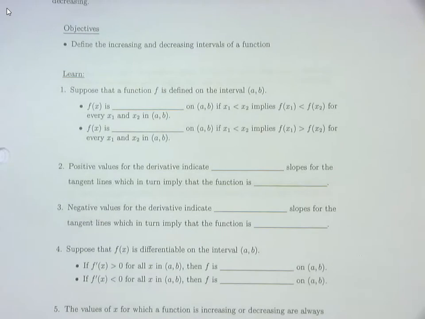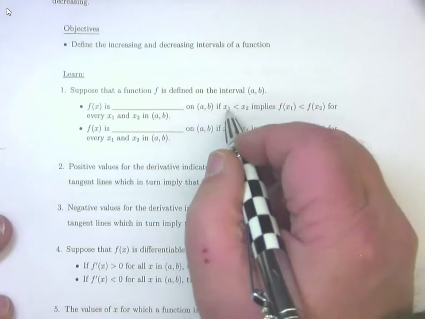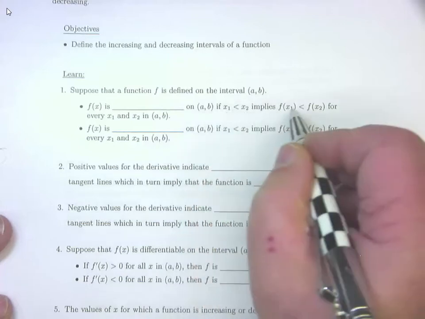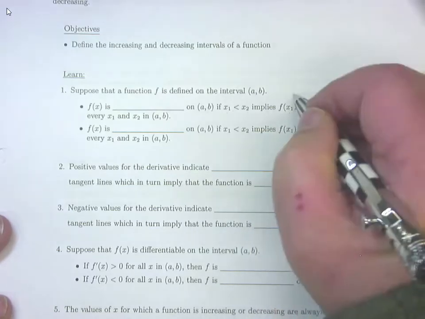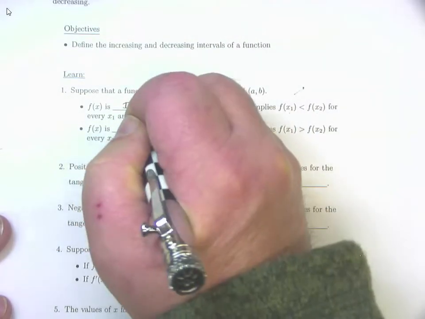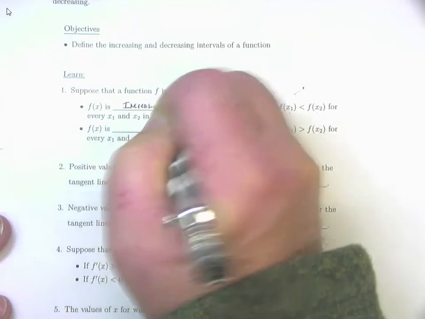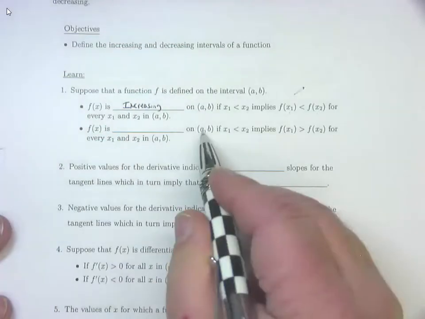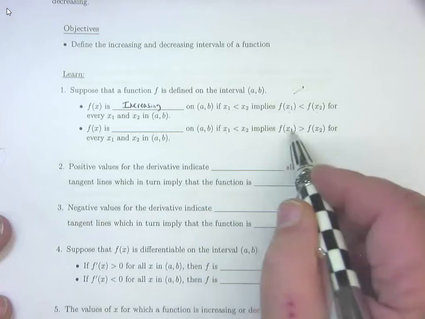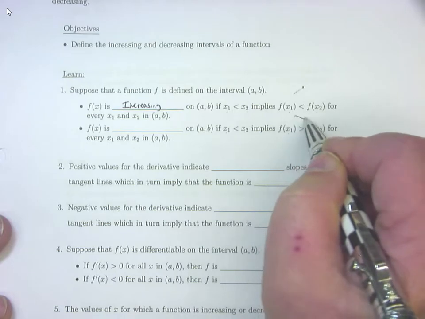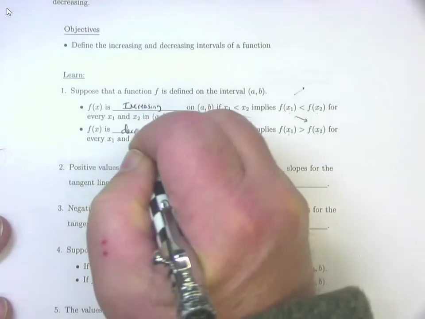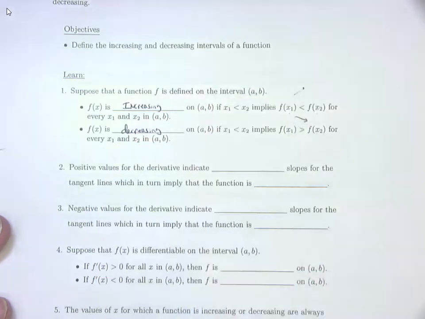Suppose that you have a function f, which is defined on an interval between a and b. f is blank on interval a, b if x1 is less than x2 implies that f of x1 is less than f of x2. Well, when f of x1 is less than f of x2, it means it's going up. So we're talking about it is increasing here. And f of x is blank on a, b if x1 is less than x2 implies that f of x1 is greater than f of x2. f of x1 being greater than f of x2 means it's going down. That means it's decreasing. Okay?